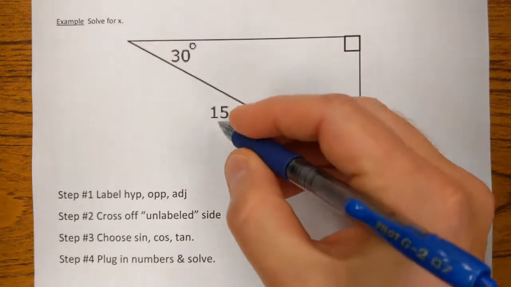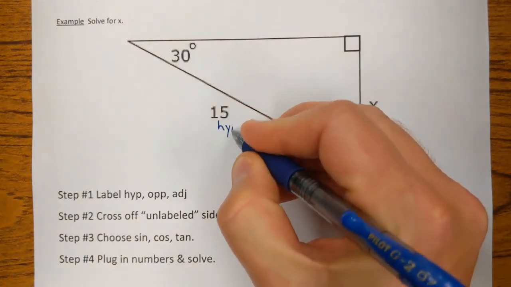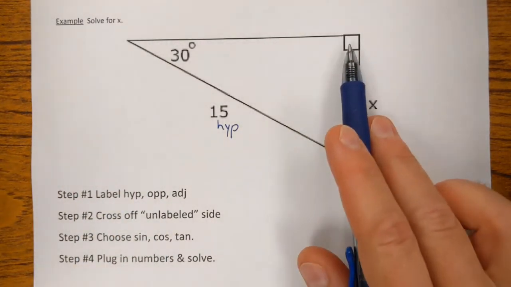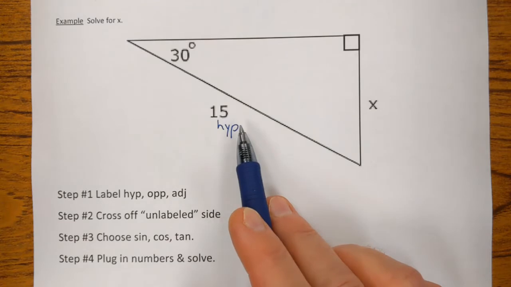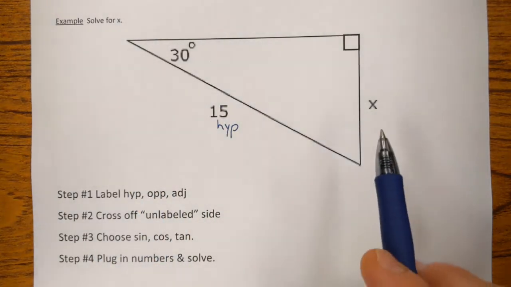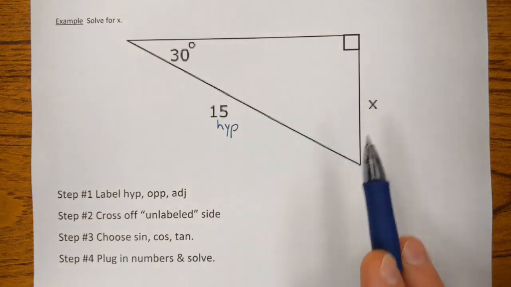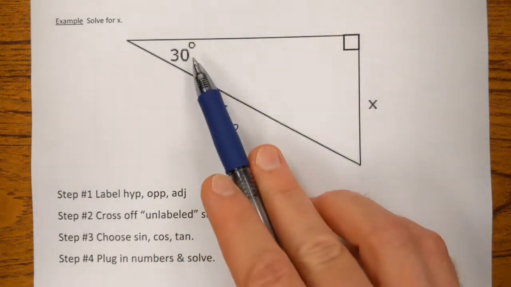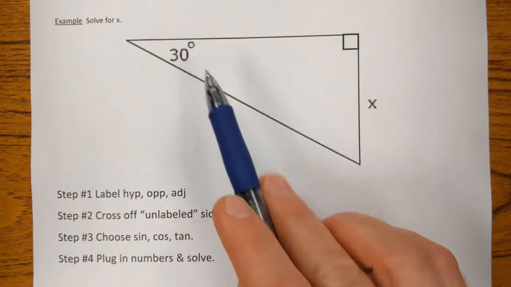Now you already know, from the Pythagorean theorem, that the hypotenuse is going to be this side with length of 15. It's the side farthest away from the 90-degree angle, and it's also the longest side of the right triangle. Now the legs, we know that this side is called a leg and this side is called a leg. The legs, opposite and adjacent, all center around this featured angle of 30 degrees.